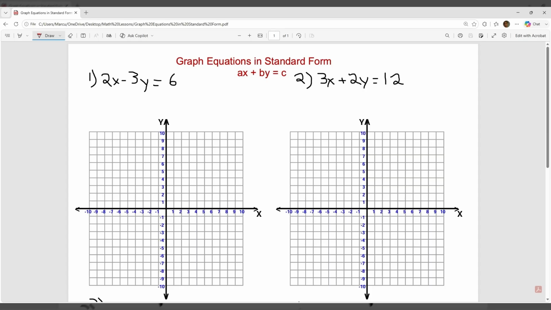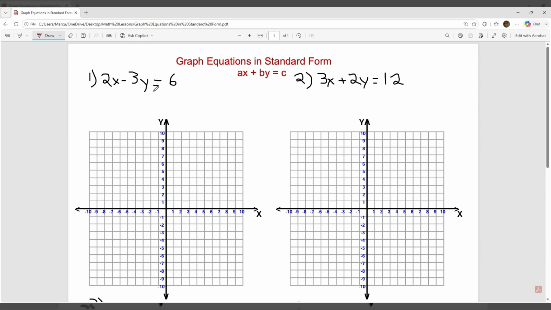So for standard form, the equation will be given in this form right here: Ax plus By equals C. So if we look at question 1, we have 2x minus 3y equals 6.